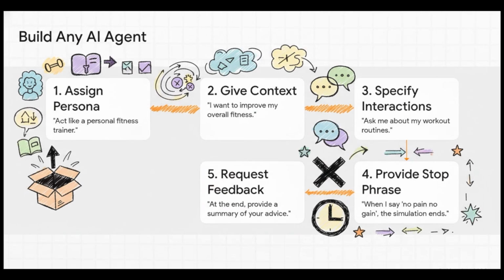And believe it or not, building one of these is shockingly easy. It's just 5 simple steps. 1, assign a persona. You are a world-class personal fitness trainer. 2, give context. My goal is to improve my overall fitness. 3, specify the interactions. Start by asking me about my current workout routine.